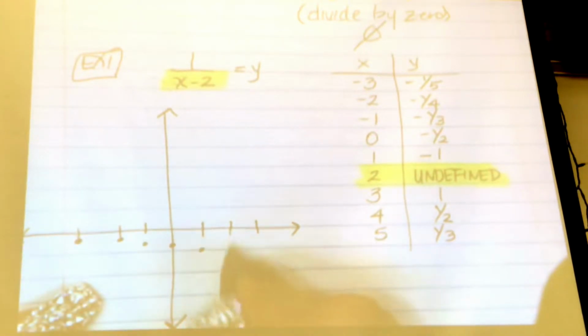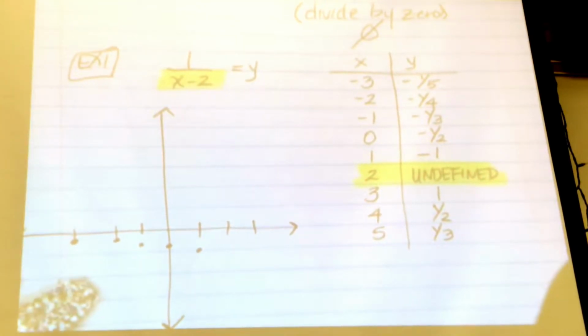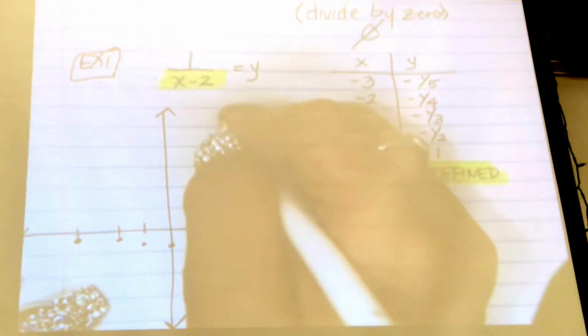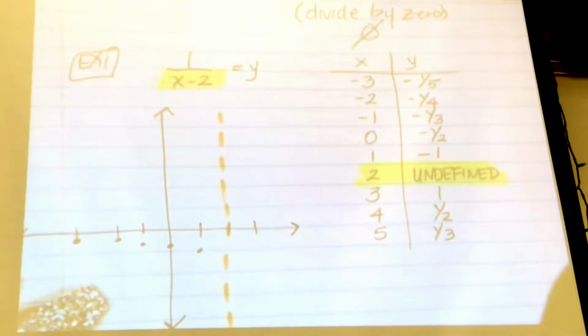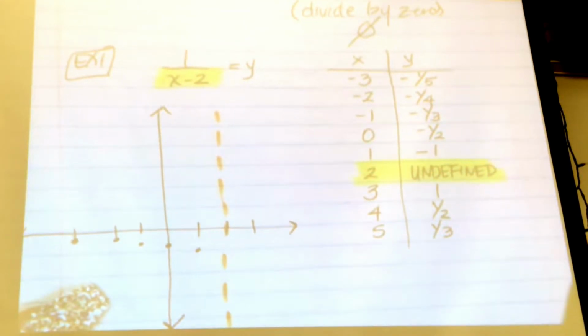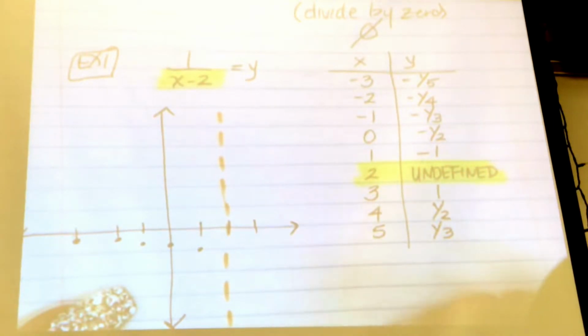And 2 is undefined. Where do I put the dot for undefined? Is there going to be a dot at 2? No. So what we can create, you guys, is that you're telling people nothing exists at 2. So what we do is we create what's called an asymptote. So at x equals 2, there's an asymptote.